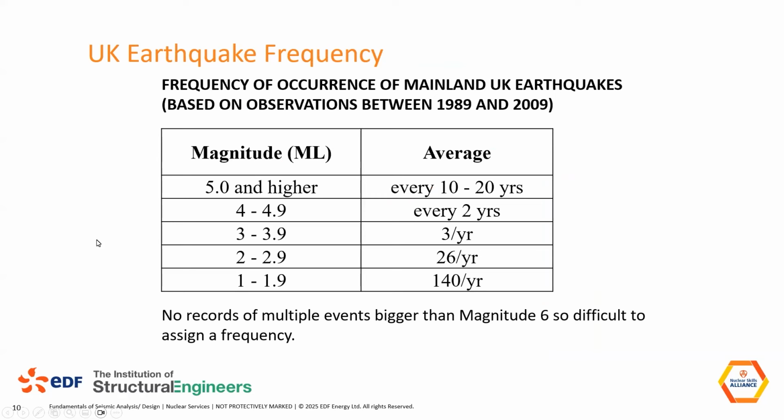So in the UK, we're generally talking around this frequency. So between 5 and 6, maybe every 10 to 20 years. And in terms of that magnitude 1 to 2, we actually get quite a lot of them, but nobody notices. The seismic equipment will record it. It's difficult to say anything about frequency when we get to magnitude 6 because we just don't have sufficient records to assign anything statistically to it, but they are rare.